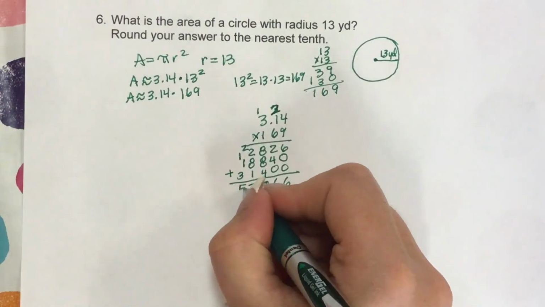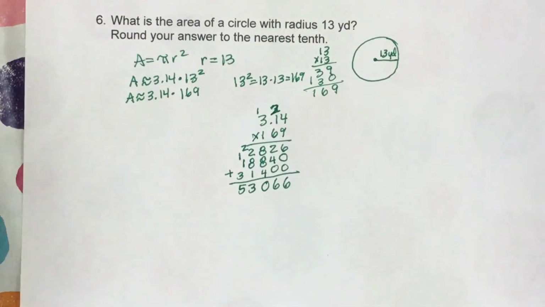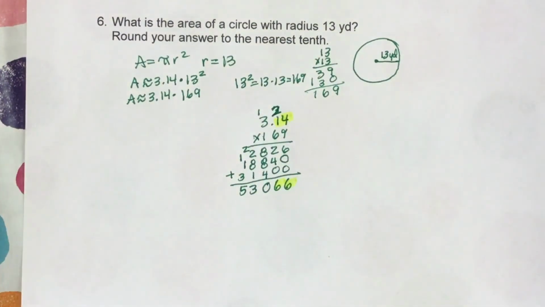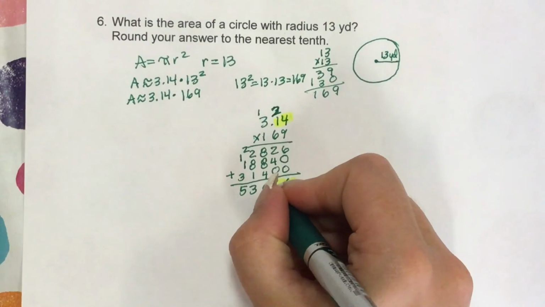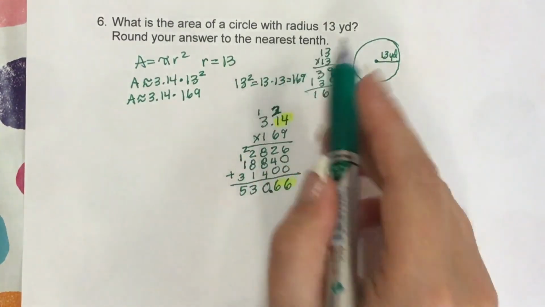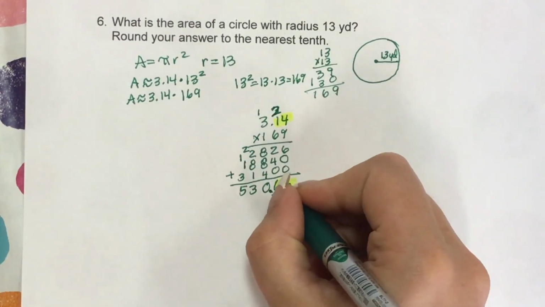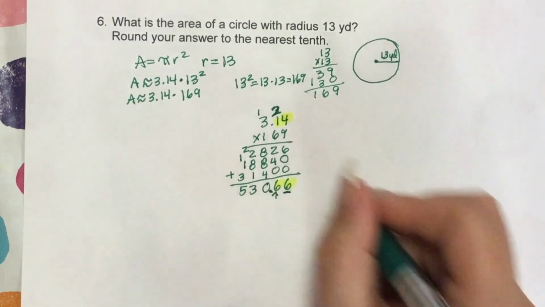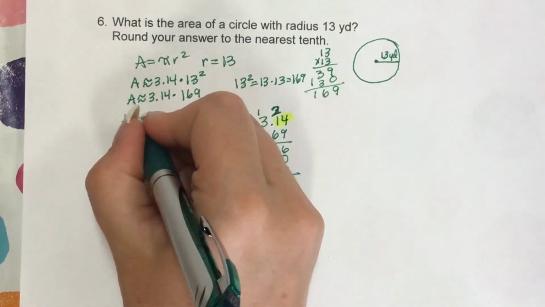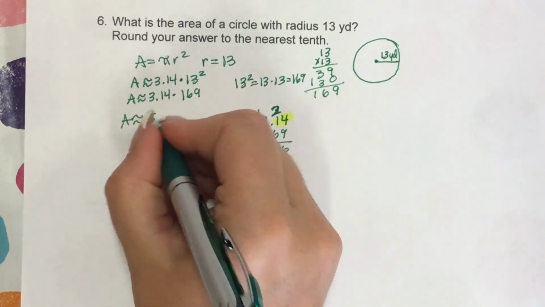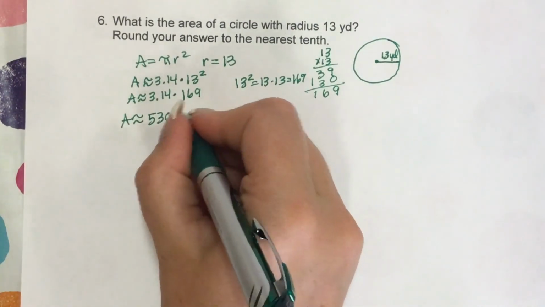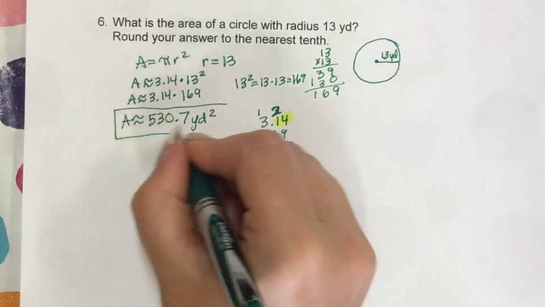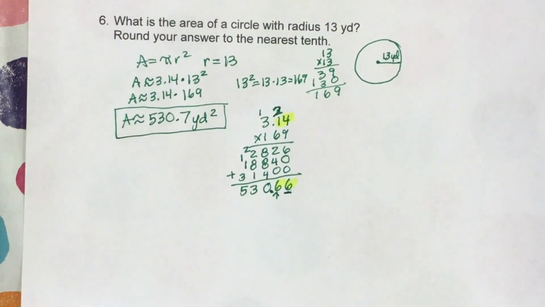Plus 1 is 5. Okay, now we just need to count up the decimal places. 1, 2. That means our answer has to have 2. Okay, so the decimal is going to go right there. Now it says round it to the nearest tenth. This is the nearest tenth. That means, is this one right here bigger than a 5? It is, so that means it's going to round this one up to 7. So our area is approximately 530.7 yards squared. So if you got that one right, awesome job, and we will see you next time.